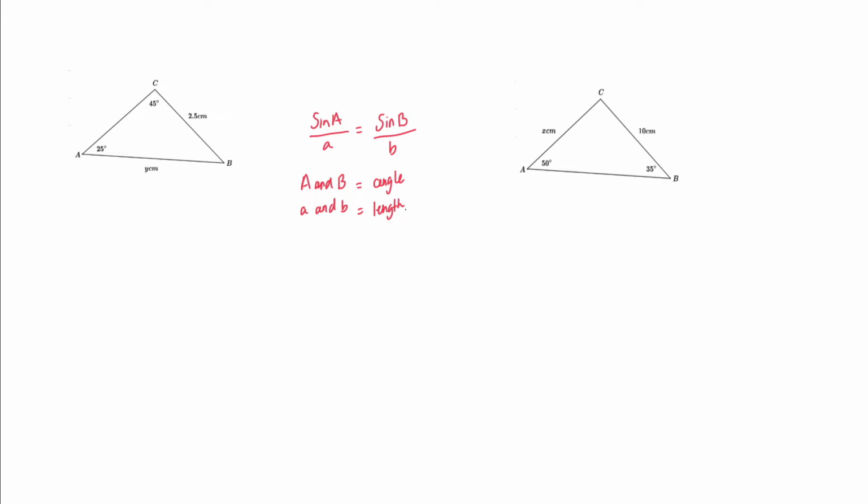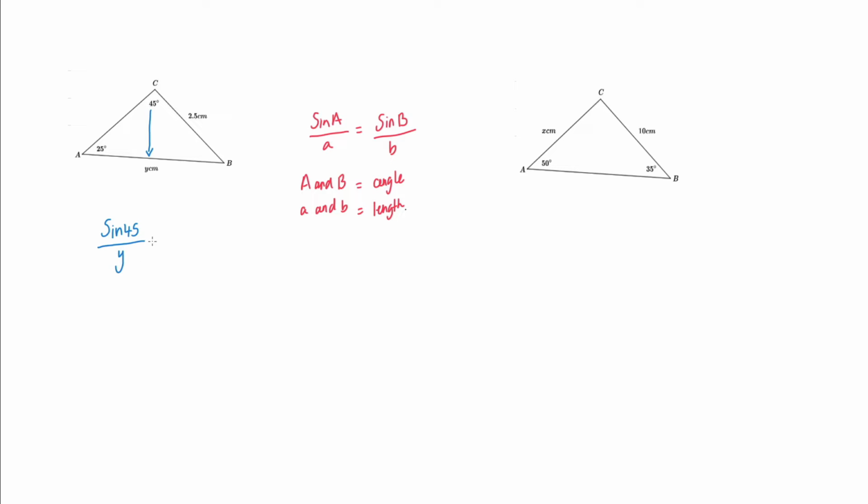So how do we use this formula to solve the first question? The first question is asking to find y. Now I'm going to use this formula. It's very easy. It doesn't matter which order you use the angles in. If I look at, for example, the angle 45, I'm going to say sine 45 over, because remember I'm using the formula, the opposite length. The opposite length to the angle 45 is y.